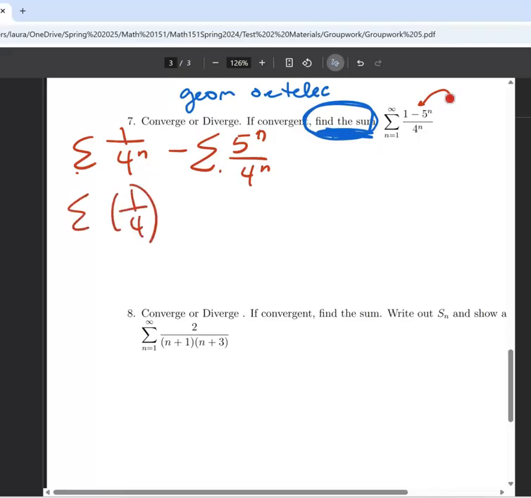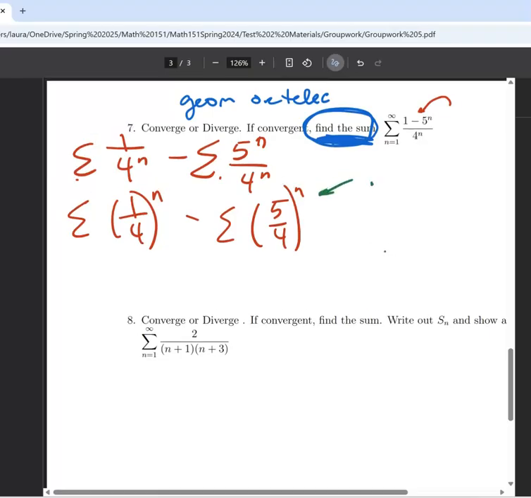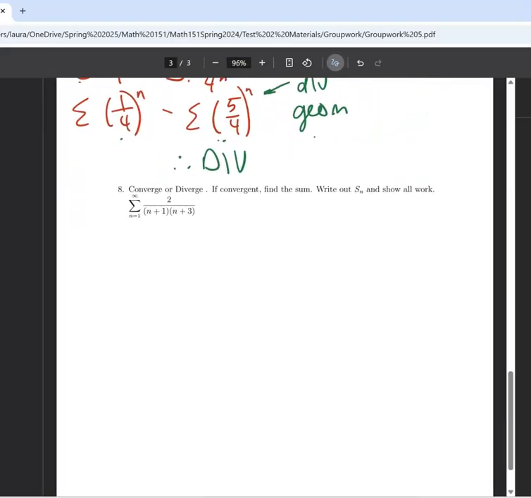I can see this is the number 1/4 to the n, and this is the number 5/4 to the n. Wait a minute. This definitely is a divergent geometric because you can see that r is equal to 5/4. So since I have converge minus diverge, the whole thing diverges. Okay, so let's do this one again.